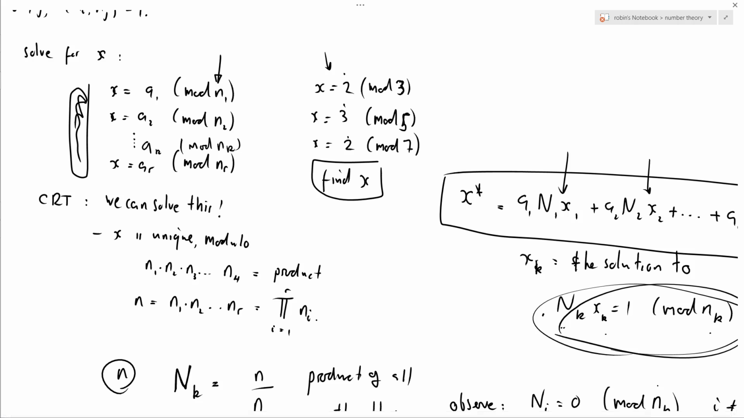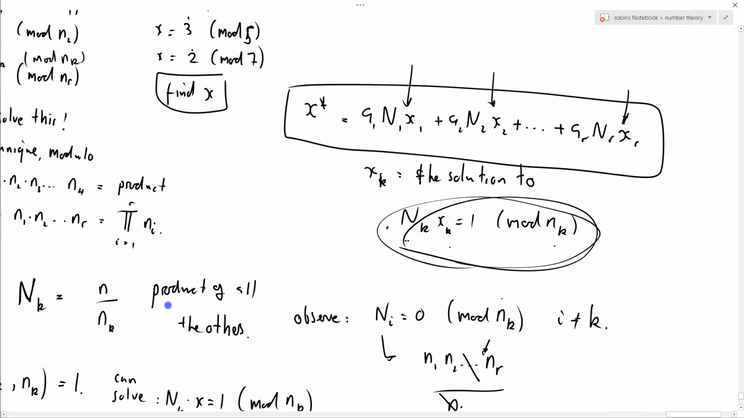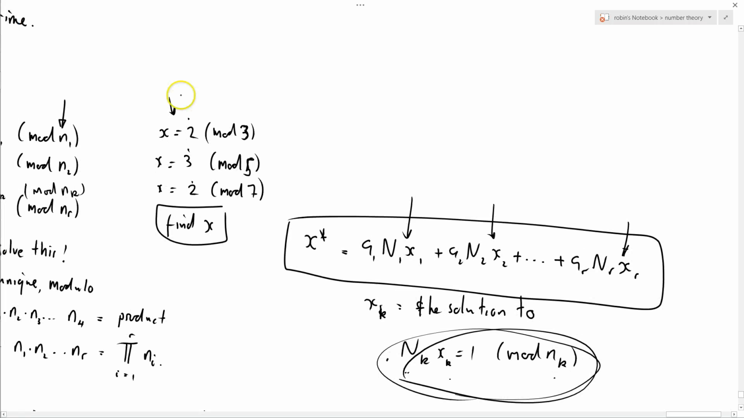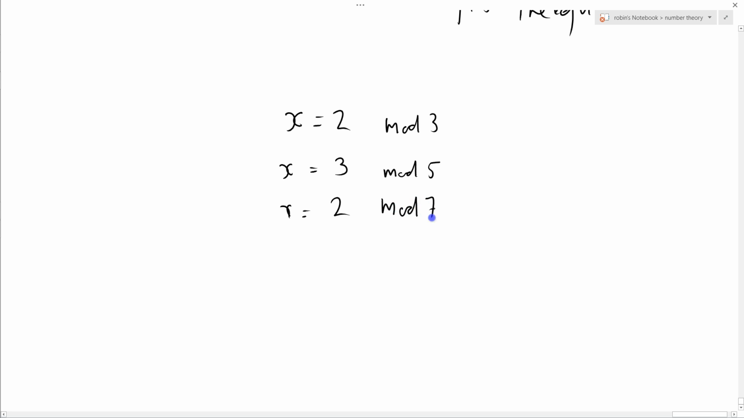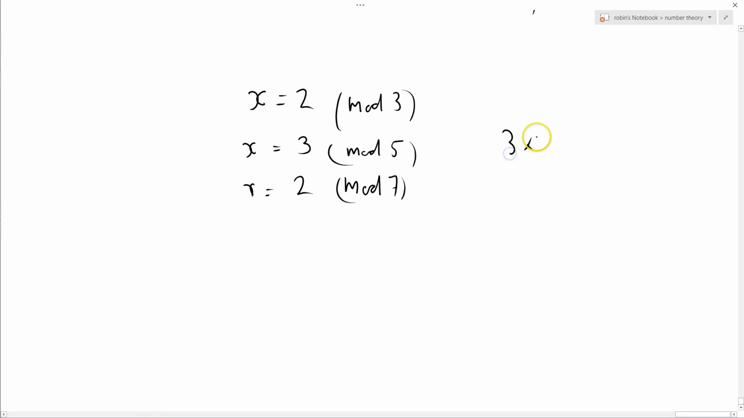Okay, so let's think about how to actually solve it for the concrete example which we've got here. I'll start again because I'm getting quite a lot of stuff here. So we need x equals 2 modulo 3, x equals 3 modulo 5, x equals 2 modulo 7. So what we're going to do is consider 3 times 5 times 7, which equals 105, I guess. So we're going to look at x modulo 105.